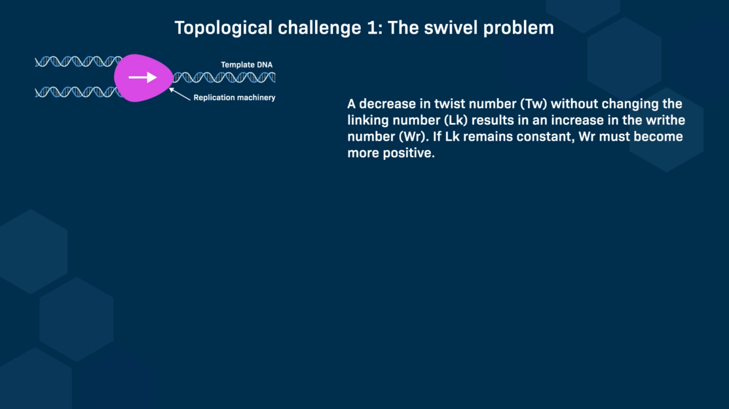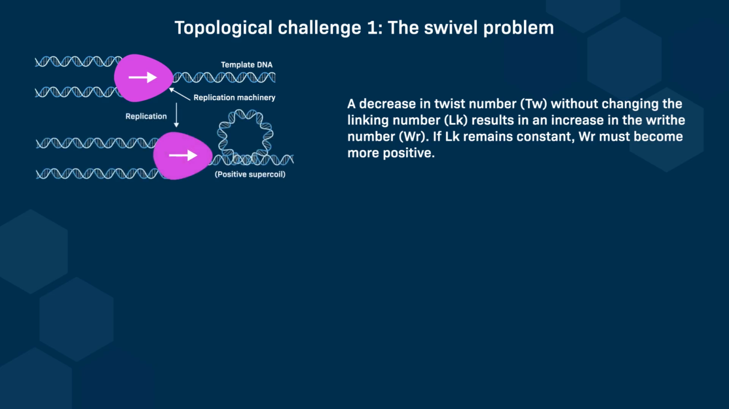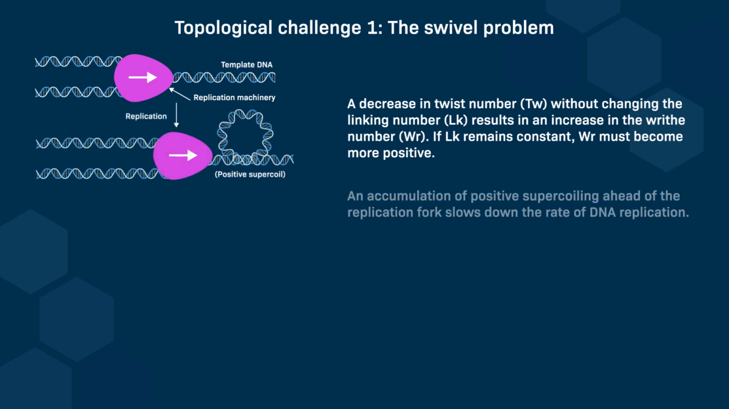Since the linking number remains unchanged, the writhe number must become more positive, which leads to the formation of positively supercoiled DNA ahead of the replication fork. This accumulation of positively supercoiled DNA can slow down DNA replication. This swivel problem is resolved by enzymes called topoisomerases, specifically topoisomerase 1 and topoisomerase 2.